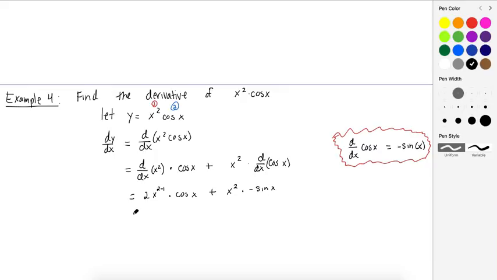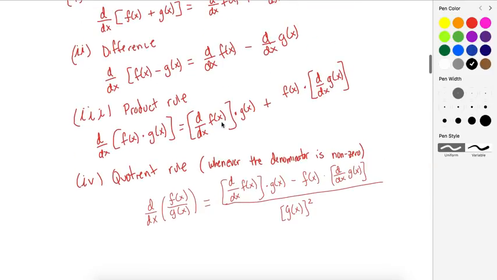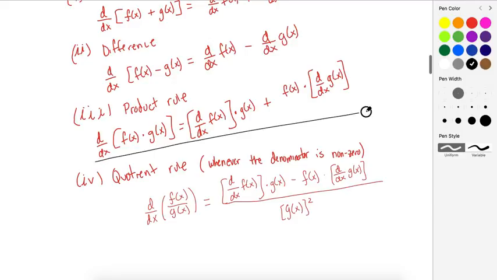So now let's simplify this, and we have 2 times x to the 2 minus 1, which is x to the 1. I'm just going to leave that 1 out because it's implied if it's not there. Times cosine of x, and we have minus x squared sine of x. And again, what we're doing right here is using the definition of the product rule, where you take the derivative of the first times the second plus the derivative of the second times the first.